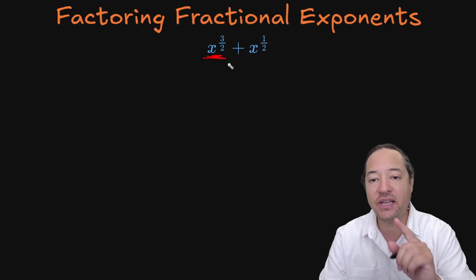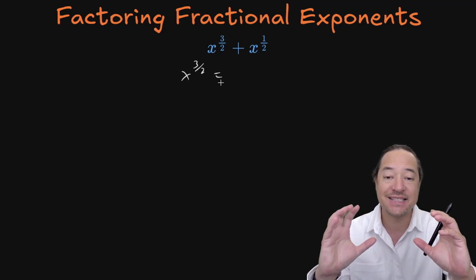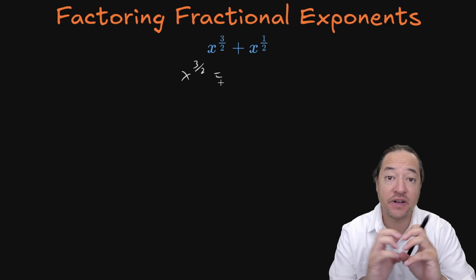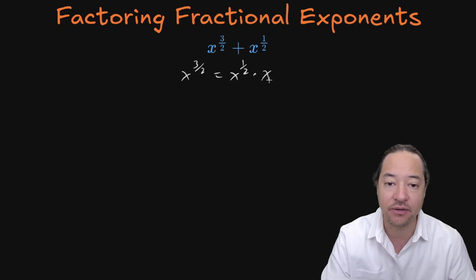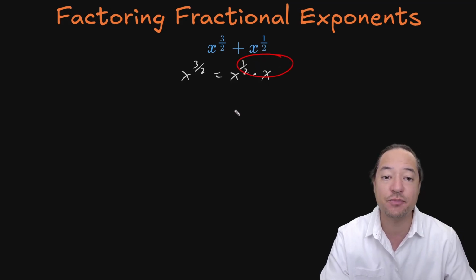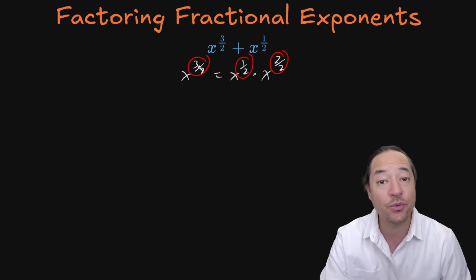Okay, so we can think of this x to the 3/2 as the product of two terms, x to the 1/2 multiplied by x to the something, right? Because we have to add the exponents if you want to get 3/2. So what 1/2 plus what equals 3/2? Well, it's going to be 2/2, right? So 1/2 plus 2/2 equals 3/2. That's how we get this.